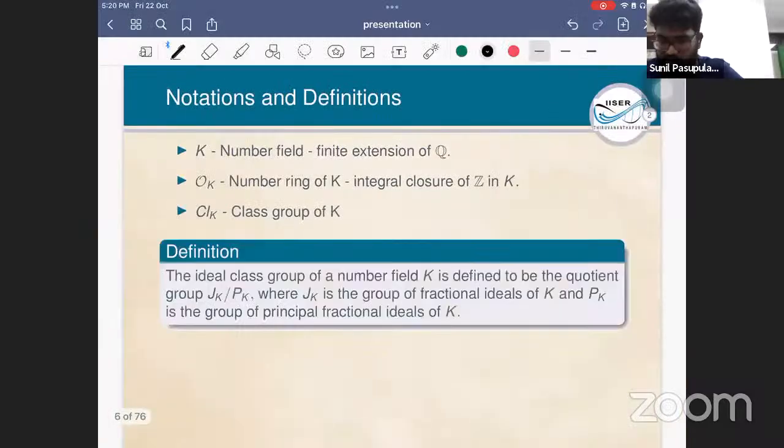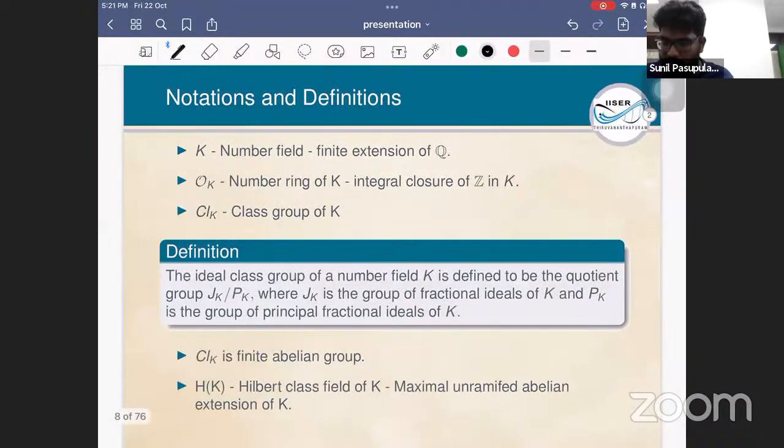Group of K, which is being... everybody has defined the class group, but once again I just repeat, the class group is a factor group of all fractional ideals by the principal fractional ideals of K. It is well known that the class group is a finite abelian group.